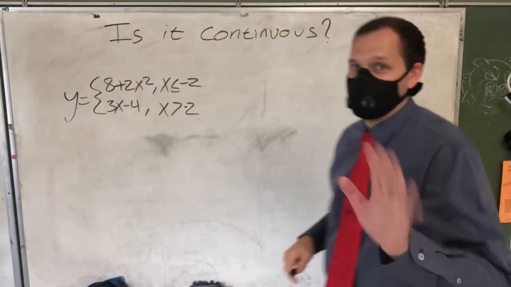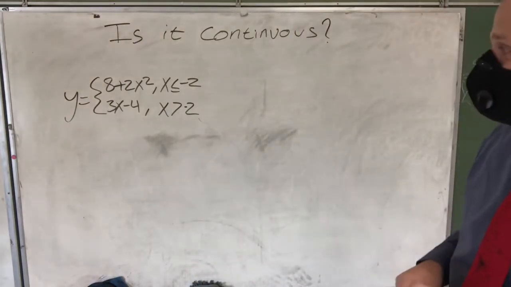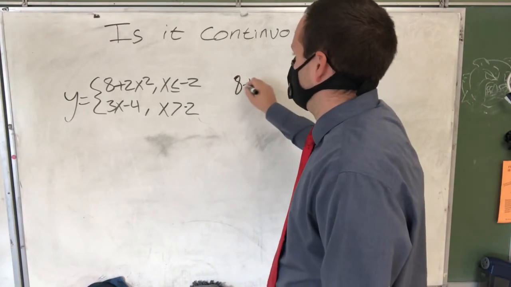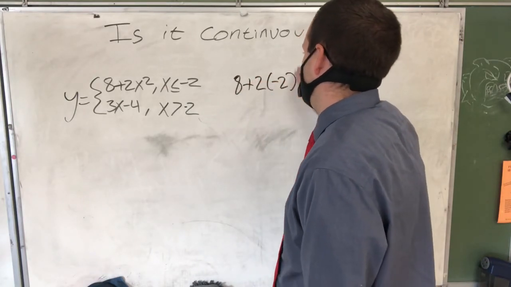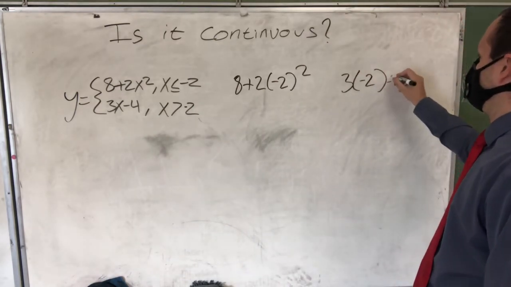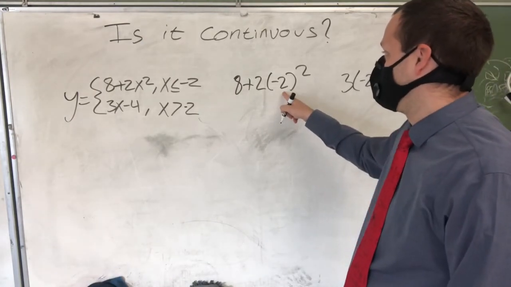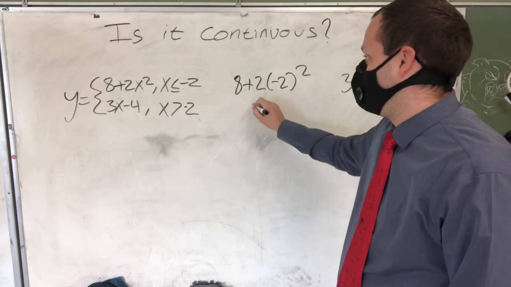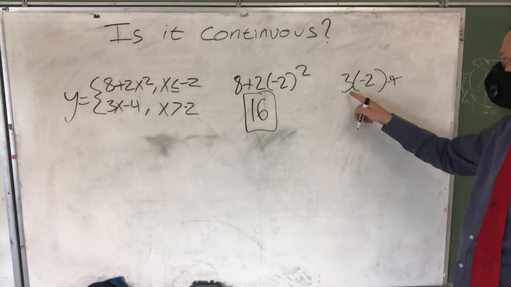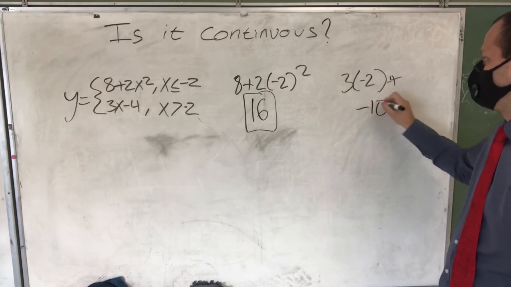All right, last problem. Pause the video. Try it on your own. Figure out, are they continuous? Is it a continuous graph? All right, you should have paused. You should have your answer by now. We're going to do 8 plus 2 times negative 2 squared and 3 times negative 2 minus 4. Let's see what we get. See, this is going to be 4. 4 times 2 is 8. 8 plus 8 is 16. Here we get 3 times negative 2 is negative 6. Negative 6 minus 4 is negative 10.